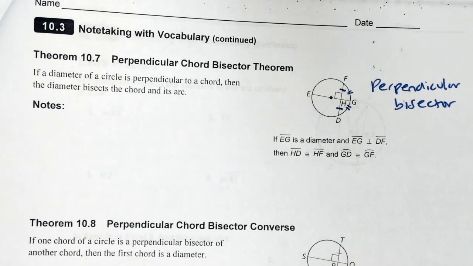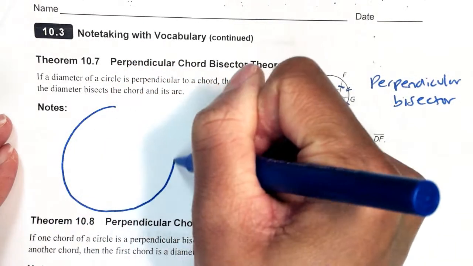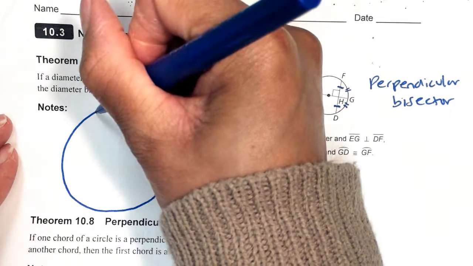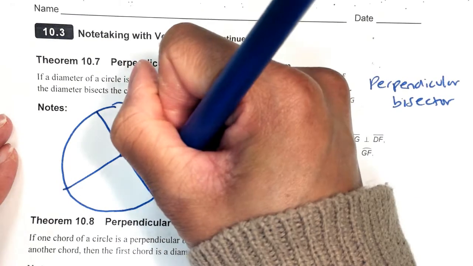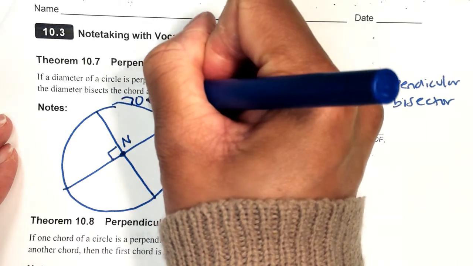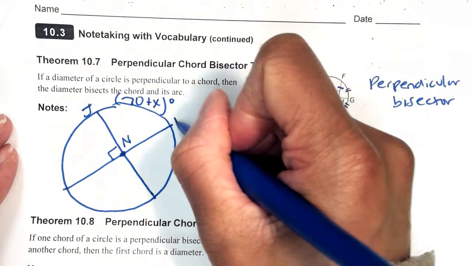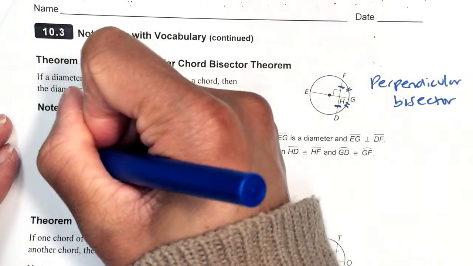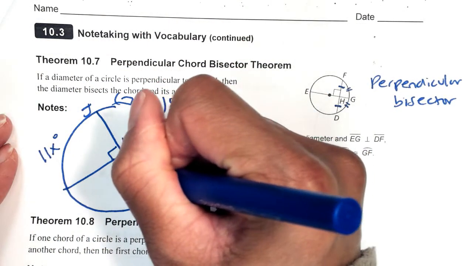So for this example, I'm going to do them with you. Let's say I had a circle. No, it is not drawn to scale. And let's say we had a diameter. And we're going to call this point N. Let's say that this edge is 70 plus x degrees, and it's between J and K. We have this arc to be 11x degrees, and then we have a point here that's called M.